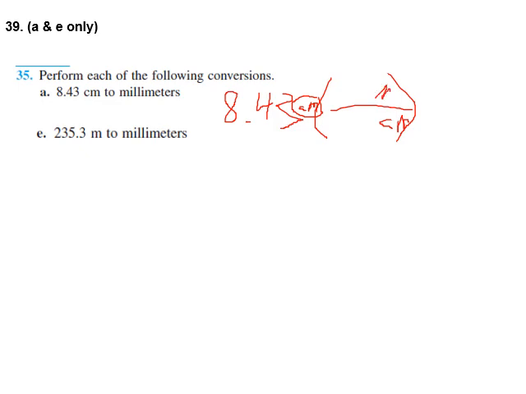So write that on the top. So your answer is going to be in that. And the centimeters here and here are going to cancel. And then what's your conversion factor? How many millimeters are in 1 centimeter? 10. You don't have to look this up, you just remember. So what you're going to wind up with is 8.43 times 10, which is 84.3. And that's going to be in millimeters, right?